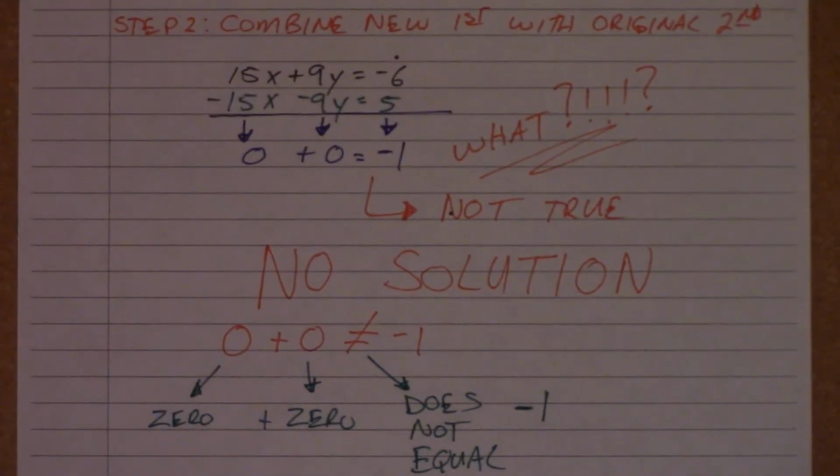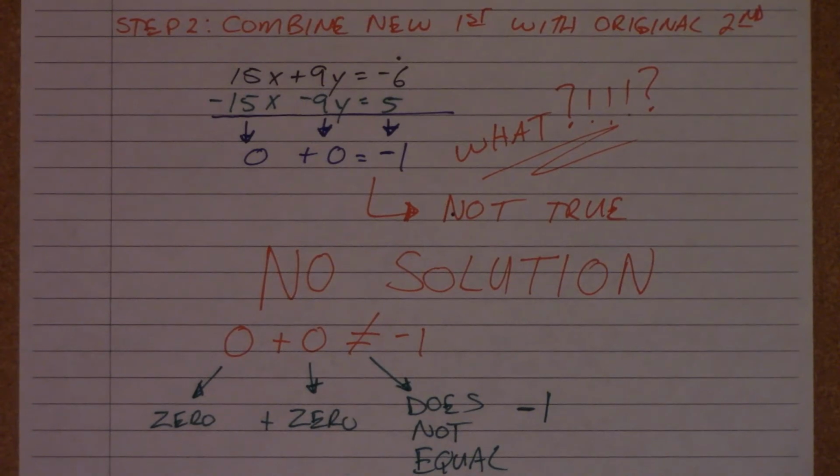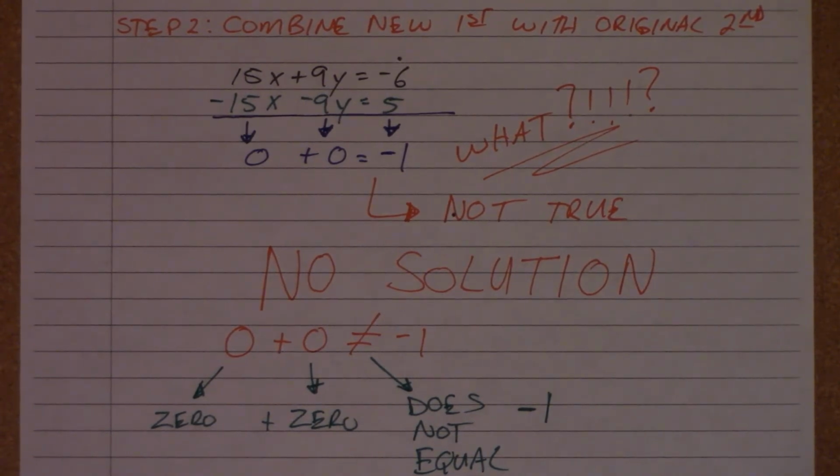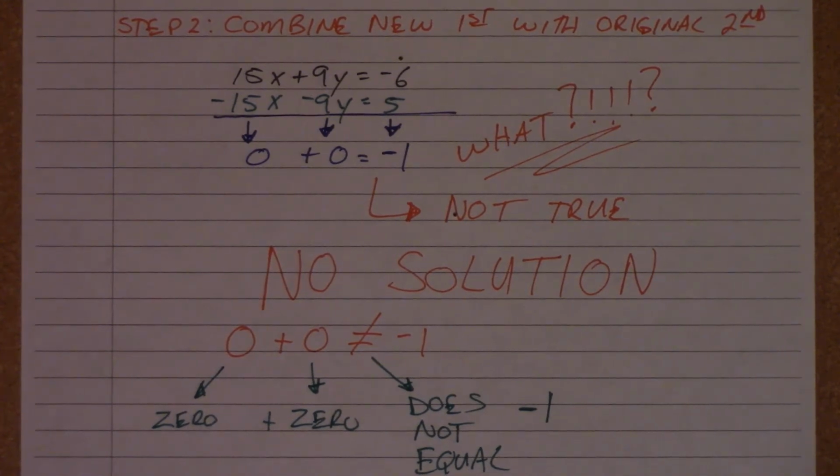No solution. 0 plus 0 does not equal -1. There is no solution. These two lines exist on a graph, and they just don't intersect. They will never intersect. Okay? There's no solution. You guys good with that? These are two lines you put on a graph, and they're not going to intersect.